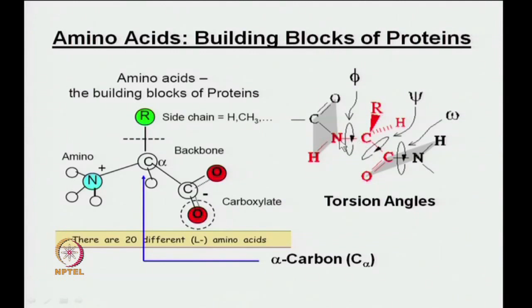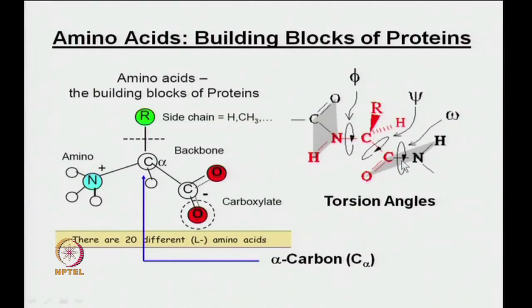If you have a rotation around the N-C alpha bond, this torsion angle is referred to as phi, and a torsion angle along the C alpha-C bond is referred to as psi. Then this C-N, which looks kind of like a plane, shaded like a plane, is your peptide bond.